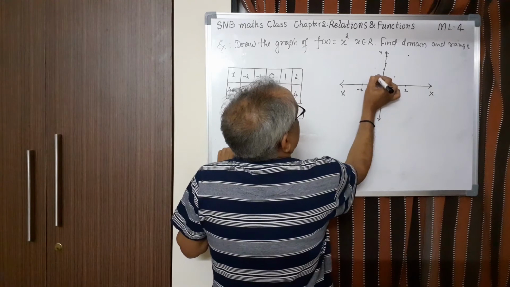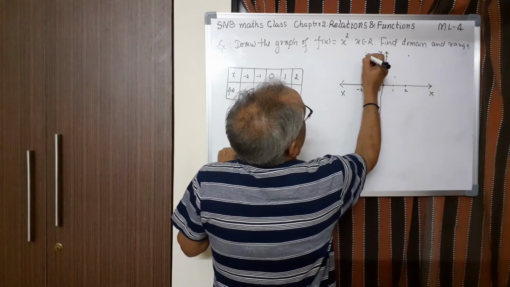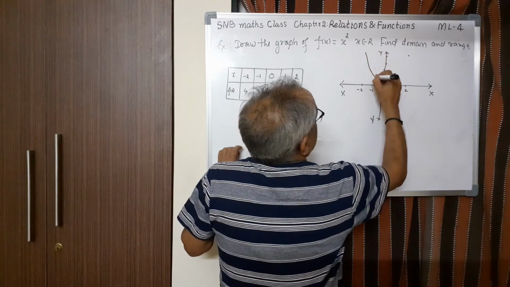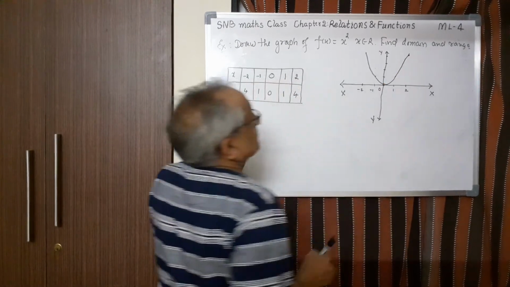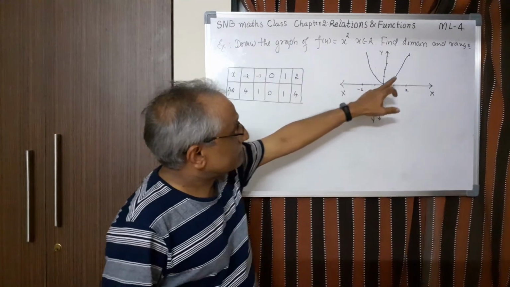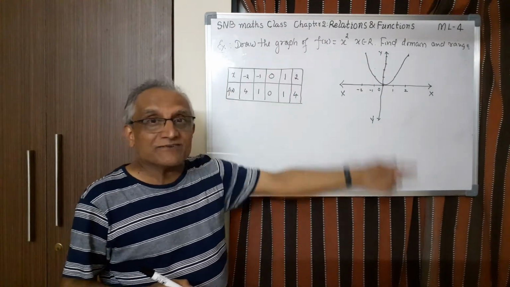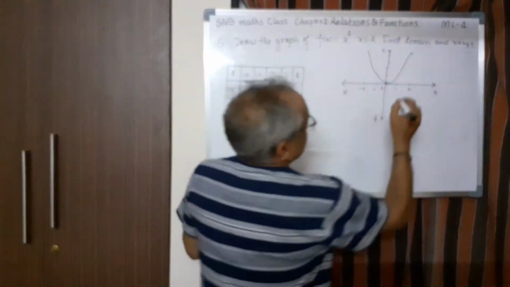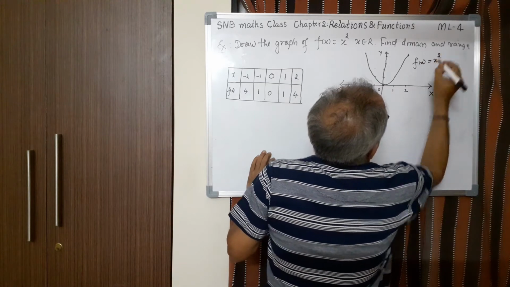So here 1 and 4 here, minus 2 it is 4. So the curve actually comes like this, like this. It is a very smooth curve like this. So it is called parabola. The shape of the curve is called parabola, and we are going to study this parabola in one of the next chapters, that is coming under conics. So this is f of x equal to x square.